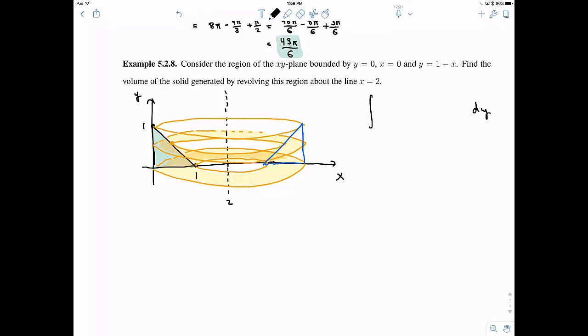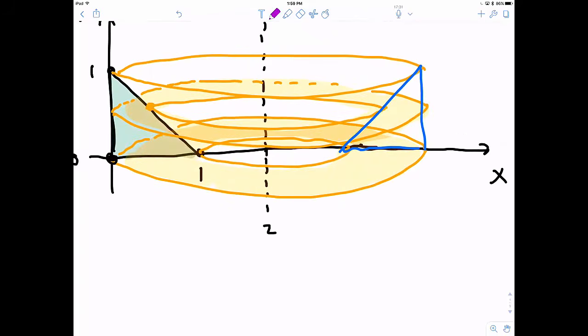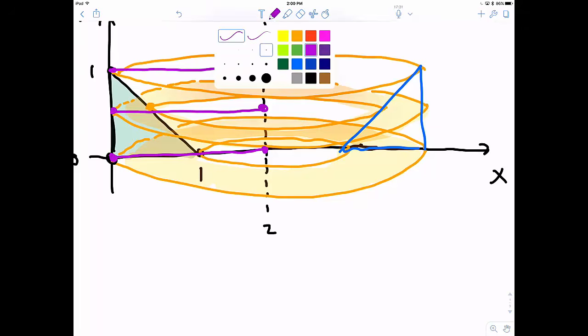So my washer method says that I need to integrate pi times the outer radius squared minus pi times the inner radius squared. And the big thing here is that I'm integrating with respect to y. You can see that these washers are broken up in y slices that are perpendicular to the y-axis. And so again, I need to try to figure out what are those inner and outer radiuses. So let's take a look a little bit closer to figure that out. In this case, the easy one is going to be the outer radius. We can see even as my y changes, as it gets bigger and bigger, my outer radius stays the same, and that outer radius is 2.